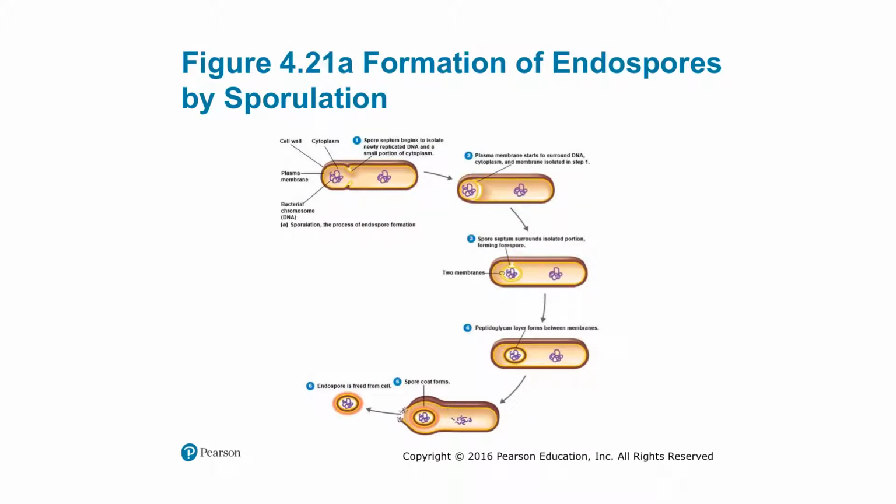So the spore septum begins to isolate the newly replicated DNA and a small portion of the cytoplasm. The plasma membrane starts to surround the DNA and cytoplasm, and the membrane is isolated in step 1. The spore septum surrounds the isolated portion, forming the forespore, and so then you have 2 membranes around that DNA, and the peptidoglycan layer forms between the membranes, and then the spore coat forms, and that spore coat is very tough, and then that endospore is freed from the cell.